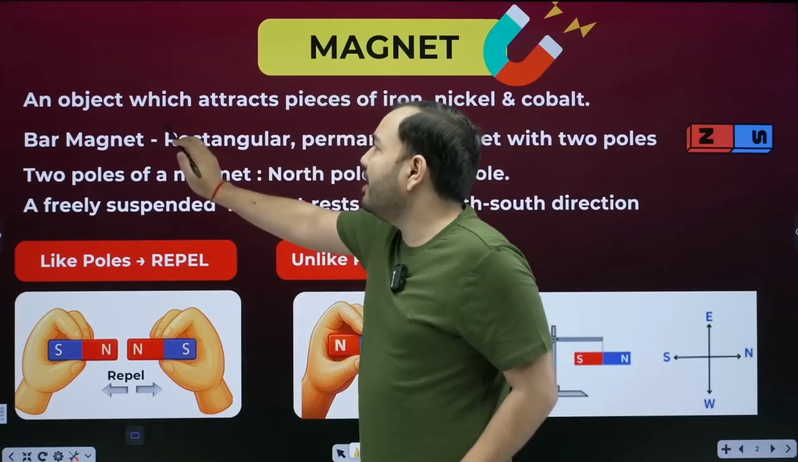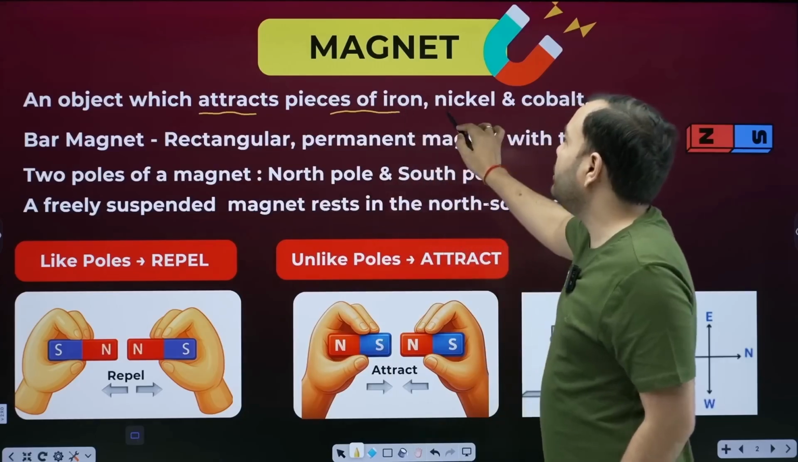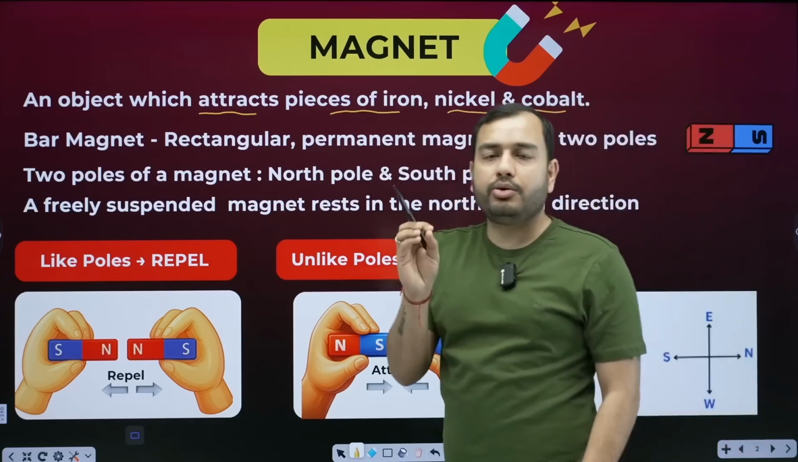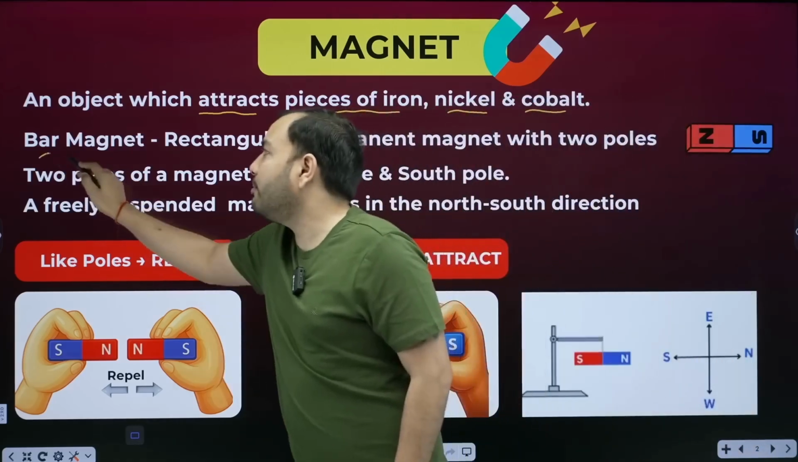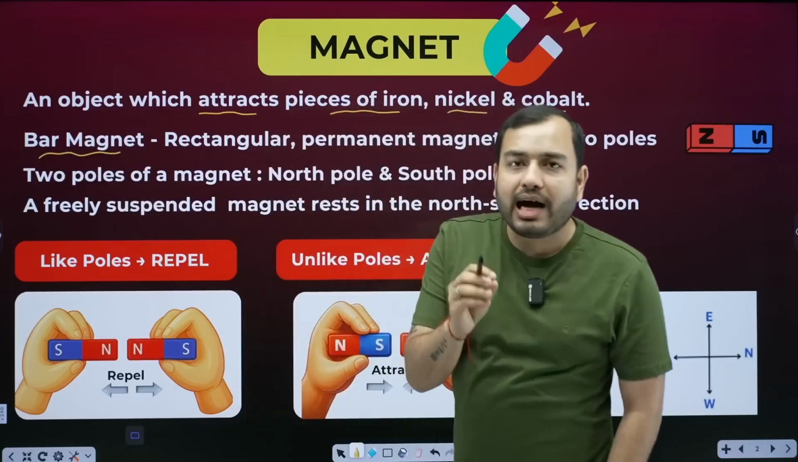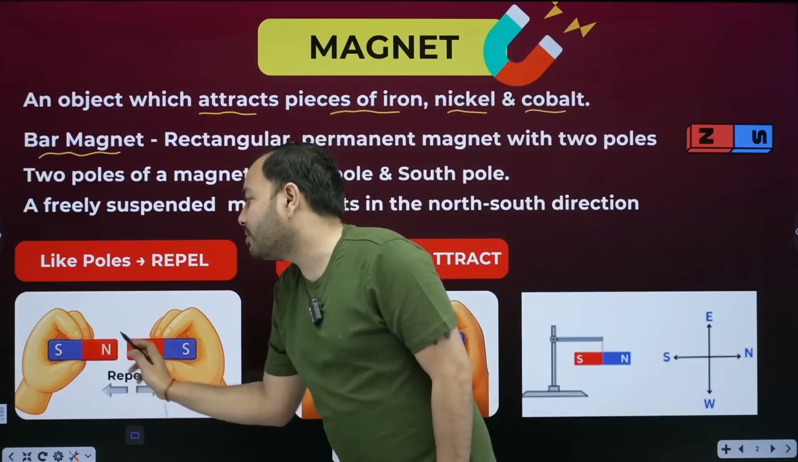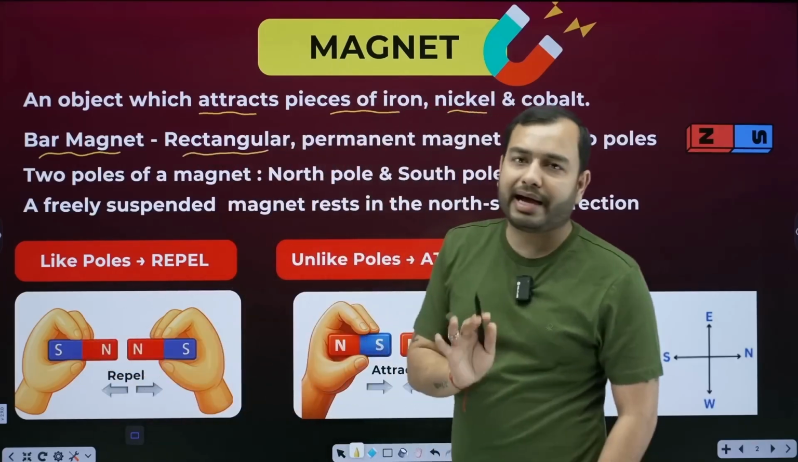Exactly right. A magnet is an object which attracts pieces of iron, nickel and cobalt. Nickel and cobalt also have magnetic properties, so the magnet pulls them too. One topic will come again and again: the bar magnet. What is a bar magnet? You must have seen this magnet. Bar shape means a rectangular shape. A rectangular shaped magnet is called a bar magnet.